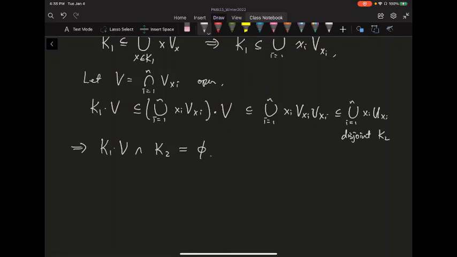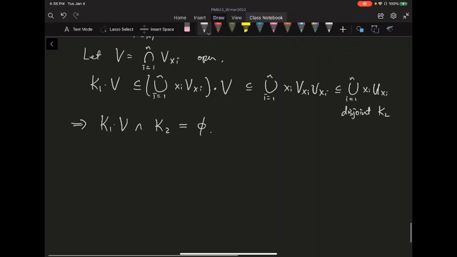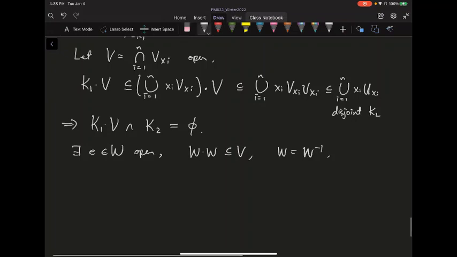So now, how can I find another open set that separates K1 and K2? Well, the idea is quite simple. You do the same trick again to this open set V. Because V is an open neighborhood, there exists another open neighborhood W such that W·W is contained in V, so you separate them again. And W is symmetric, W is equal to W inverse. Now let's look at K1W and K2W, and I want to show that they are actually disjoint.